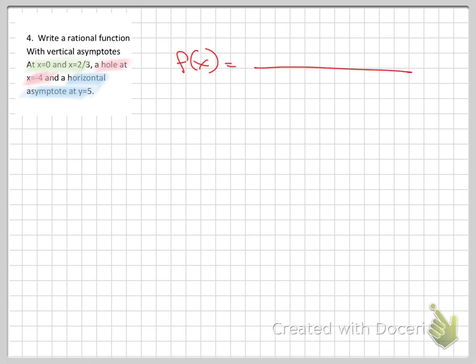Here's what we know. It has a vertical asymptote at x equals 0. That means on the bottom, there needs to be a single x to get a vertical asymptote at x equals 0. And it has one at 2/3. So here's the thing. We're not going to put fractions in our fraction. So to fix this, we're going to multiply both sides by 3. That'll give me 3x equals 2, and then minus the 2. So the factor that gives you an answer of 2/3 must be 3x minus 2. That takes care of the first two things.